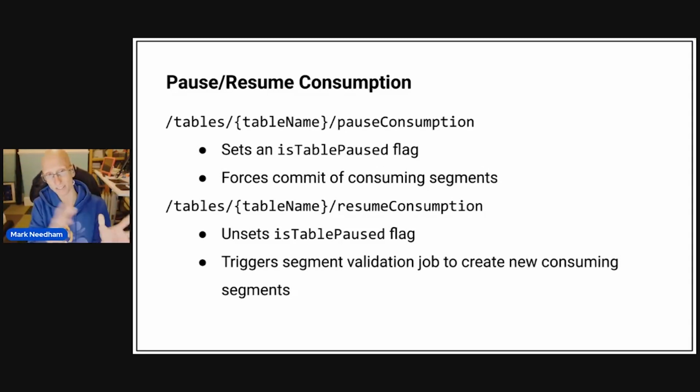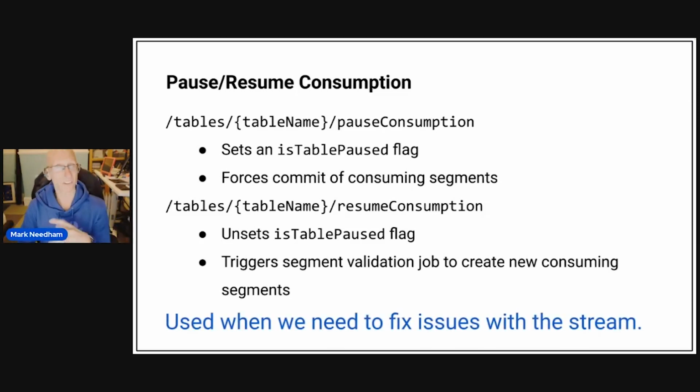Now, the reason you might want that gap between the pause and the resume is perhaps there's a problem with the stream, or perhaps you made a mistake in one of your transformation functions. You thought the data was in one structure and you wrote the transformation function slightly wrong, so you say, okay, I just want to stop, let me fix this, and then we'll start again. That's what this flow is for.